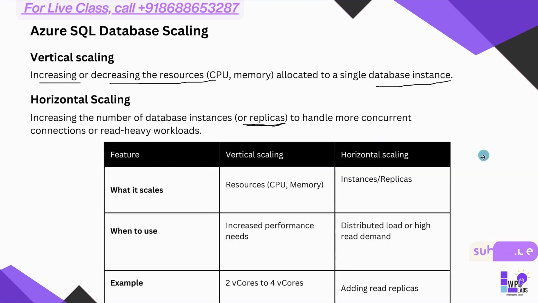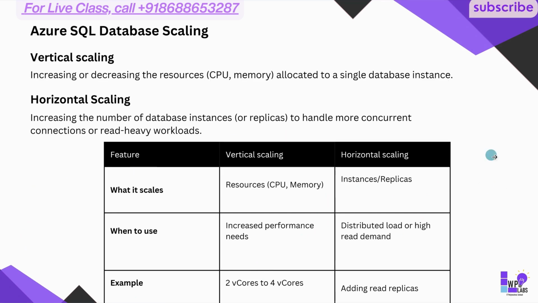Now let's look at some examples of these two. When we talk about features under vertical scaling and horizontal scaling, what does it scale? Vertical scaling scales resources, CPU and memory, and horizontal scaling scales instances, replicas. When to use: vertical is for increased performance needs, and horizontal is for distributed load or high demand. As an example, we need 2 or 4 vCores under vertical scaling, and under horizontal scaling, it's adding more read replicas.